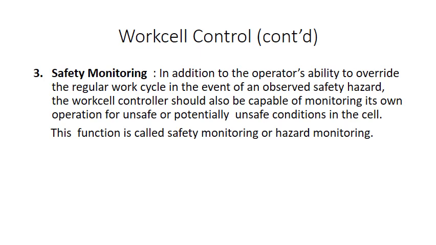Three, safety monitoring. In addition to the operator's ability to override the regular work cycle in the event of an observed safety hazard, the workcell controller should also be capable of monitoring its own operation for unsafe or potentially unsafe conditions in the cell. This function is called safety monitoring or hazard monitoring.